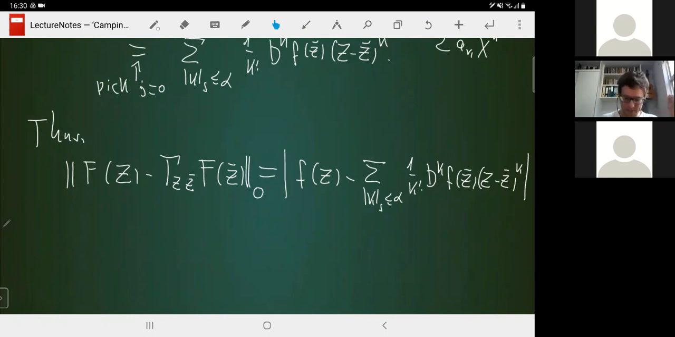I guess I would expect to have here z bar and here z. So modulus sign, this is what we got. So there's probably a sign problem somewhere. Anyway, if you now look at this difference, what is this term here?